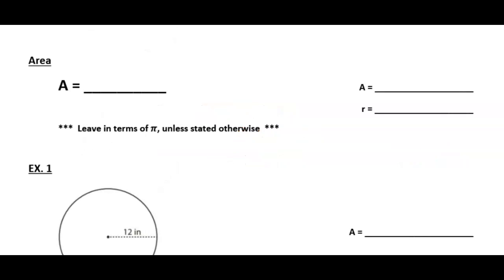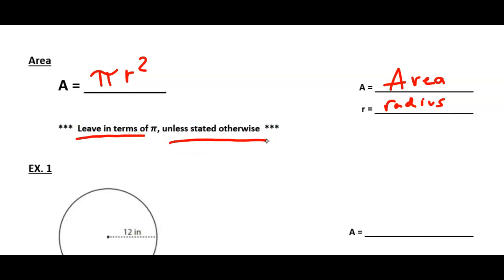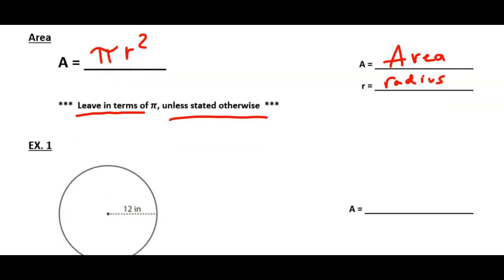Let's talk about area. Okay, so area for a circle is pi r squared. Obviously, A is area and r is radius. Once again, leave in terms of pi unless stated otherwise. So we're going to end up doing it that way. So pi r squared. I always remember this one because pi's are usually not squared, so it's kind of a weird thing. But there are some square pi's.